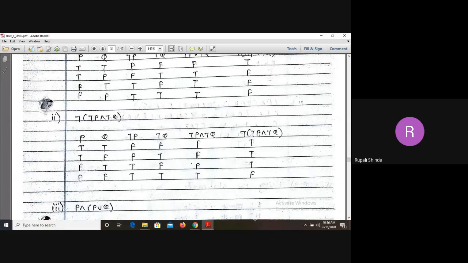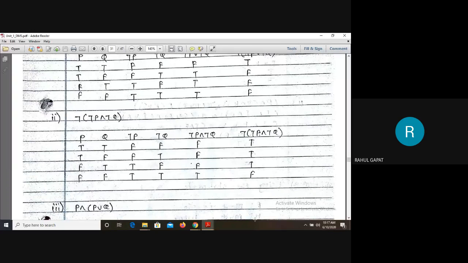Next one is P and P or Q. So solve this example. TTFF. TTFF. I know that you are not solving it. From somewhere you are seeing and you are telling the answer. Is it so? No, ma'am. How is it no? No, ma'am. Already 12th class is. No, ma'am. Hello?